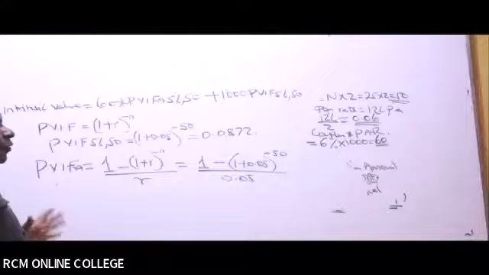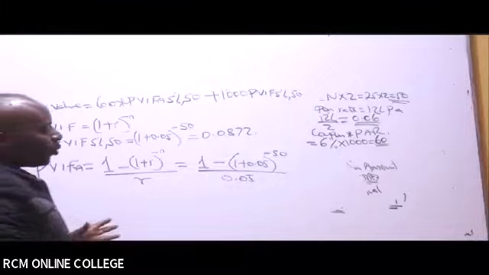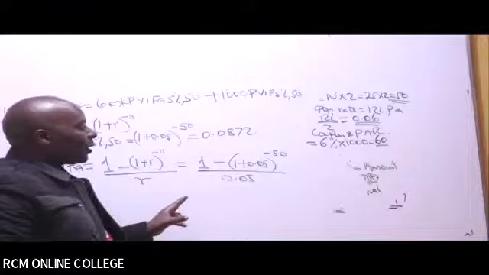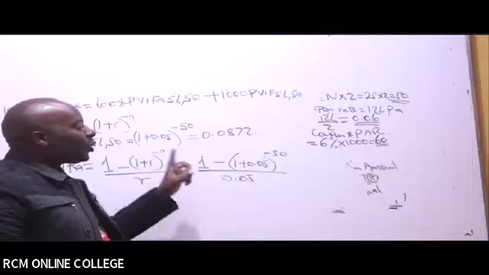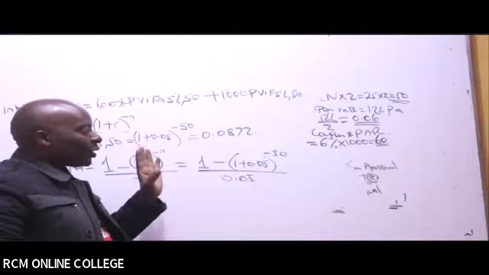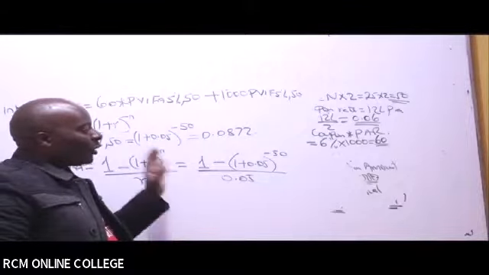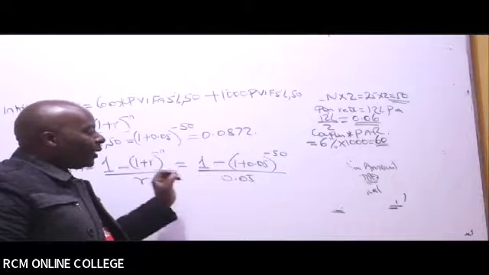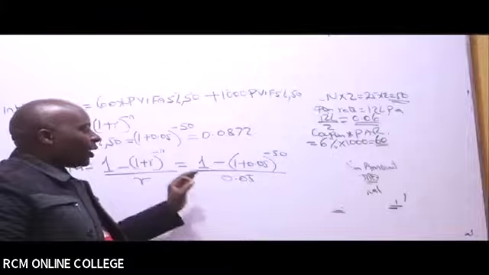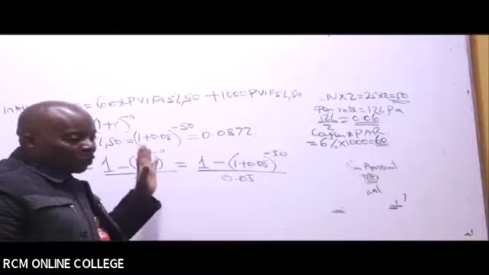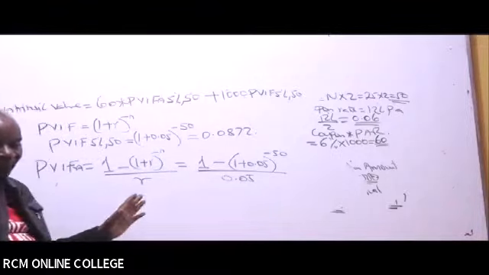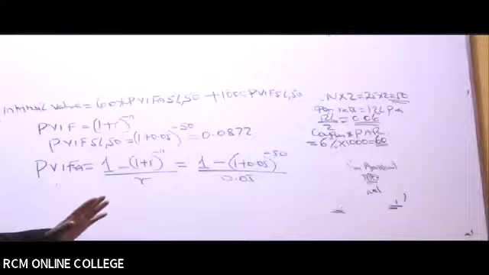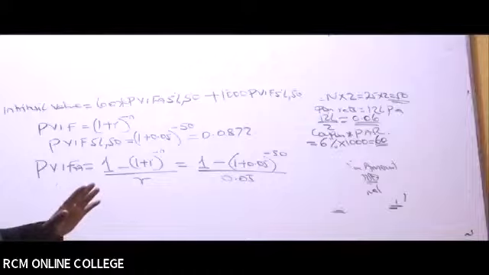Here you have to be very careful with your calculator. You will say 1 minus 1.05 raised to negative 50 equals, and whatever answer you get, you divide it by 0.05, and then you give me an answer as your PVFA. Somebody already has gotten this. It is 18.